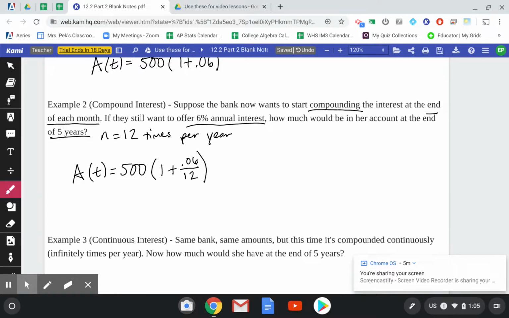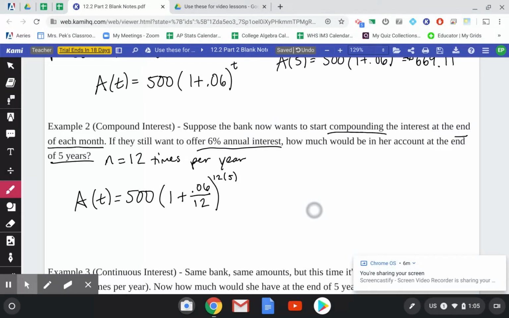So every month it's going to be 1/12 of that 6%. And then it's going to happen 12 times 5 times. So 12 times 5 for our exponent, because they're calculating that at the end of every month. So 12 times a year for 5 years. When you plug this in your calculator, don't forget to group the 12 and the 5 together in your exponent.